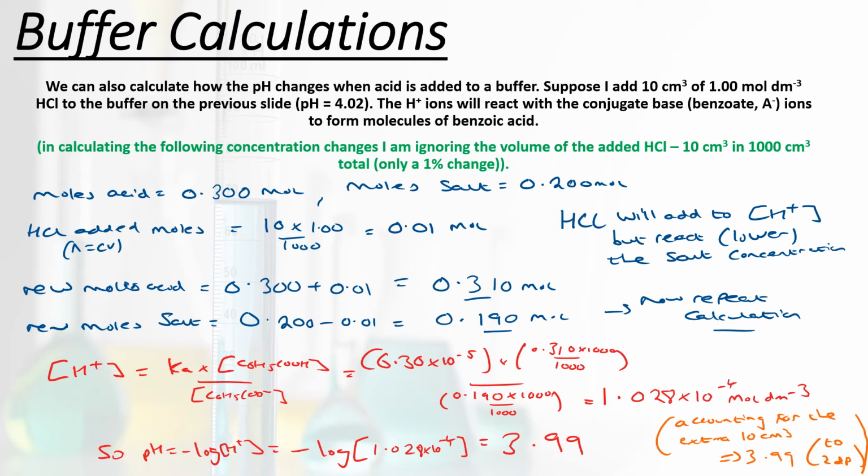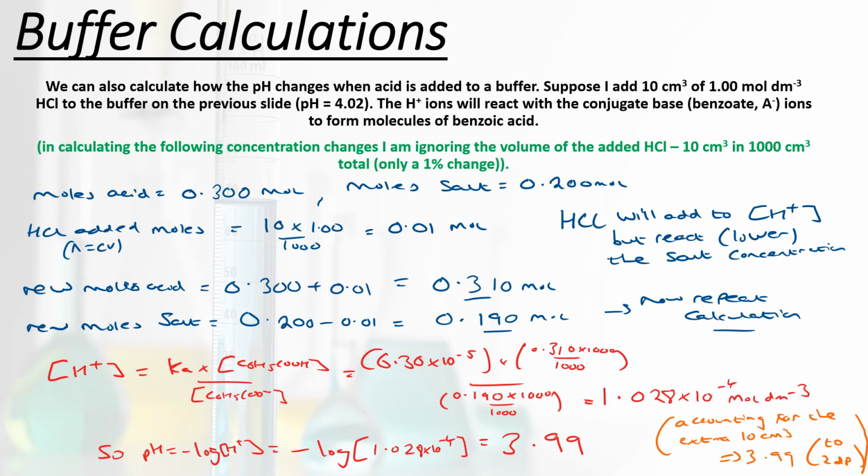Once we do that calculation, we end up with 1.028 times 10 to the minus 4 moles per decimetre cubed concentration. And so to find the pH, simply the minus log of that, which comes out as 3.99. So you can see on adding 10 centimetres cubed of this strong acid, we've only changed the pH by 0.03.